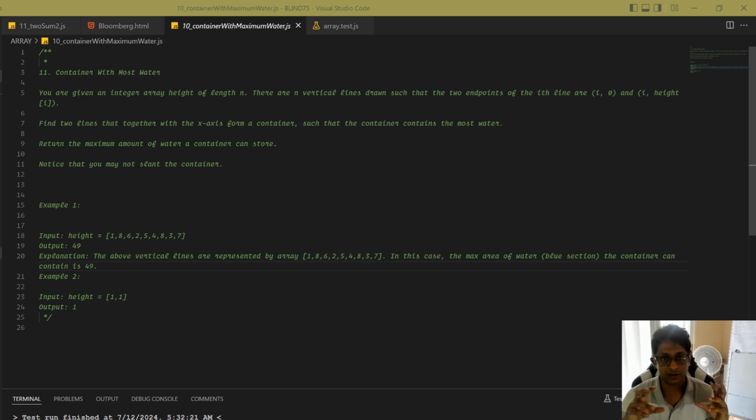We will be given an integer array height that represents the height of the walls, and there are n vertical lines drawn such that the two endpoints of line i are (i, 0) and (i, height[i]). Find two lines that together with the x-axis form a container such that the container contains the most water. Return the maximum amount of water a container can store.